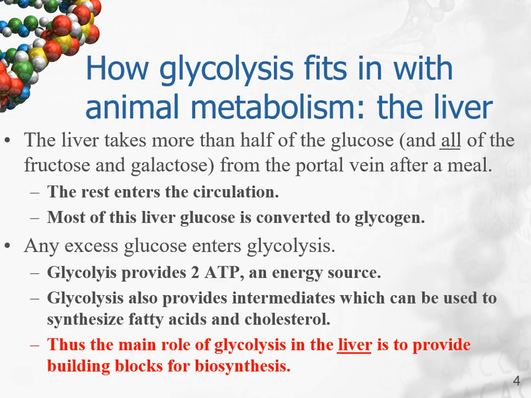The glucose that the liver takes up is converted to glycogen, and we'll talk about that later in the chapter too. Any extra glucose goes into glycolysis to provide ATP, and that helps power glycogen synthesis because that requires energy. But glycolysis also provides intermediates, which can be used to synthesize fatty acids and cholesterol. So the main role of glycolysis in the liver is to provide building blocks for biosynthesis. You would be in a good place to synthesize new molecules after a meal.